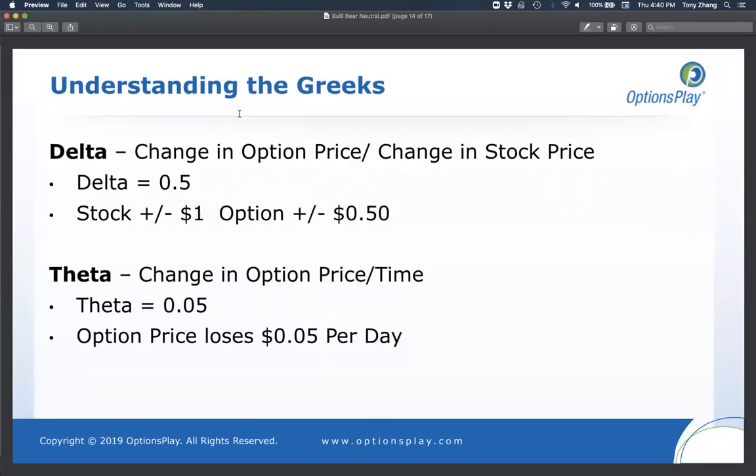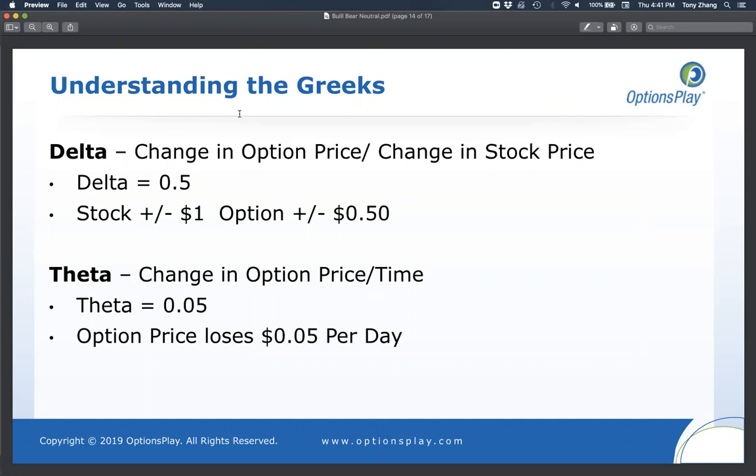So in order to truly understand how these option prices change, we talked about option prices at expiration, but many times if the stock makes a move prior to expiration, how do you get a sense for how much money you make or lose on a specific trade? With an option, the pricing of an option has, in my opinion, two very important metrics that affect the price of an option, and that's delta and theta.